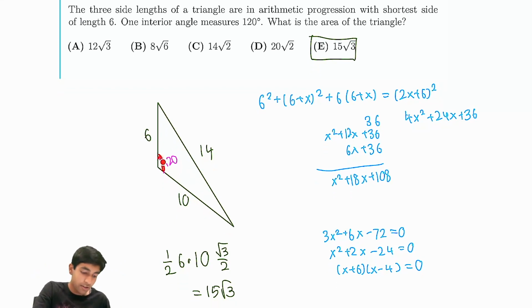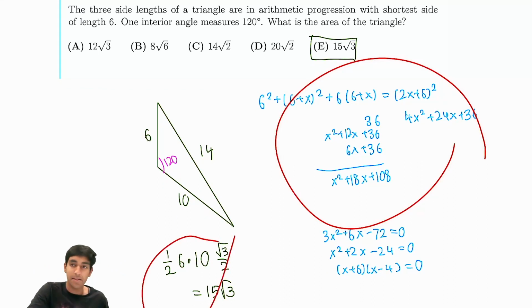The key thing is just notice this is 120 opposite the largest side, and then it's just law of cosines and half AB sine C.